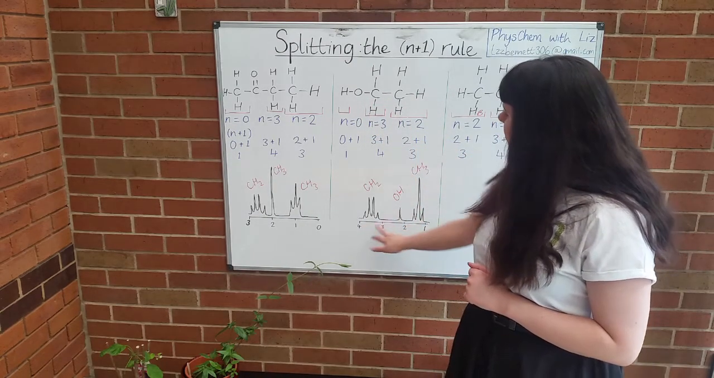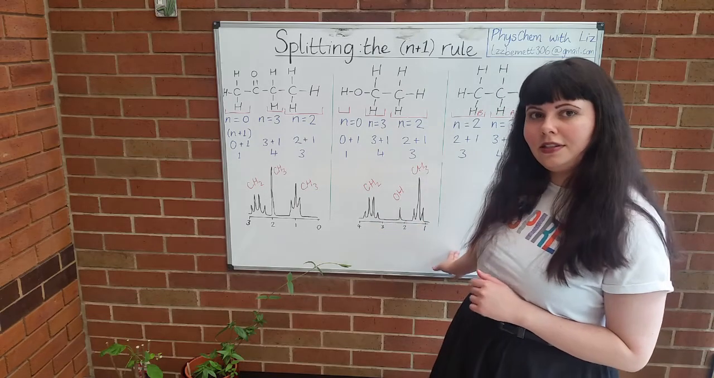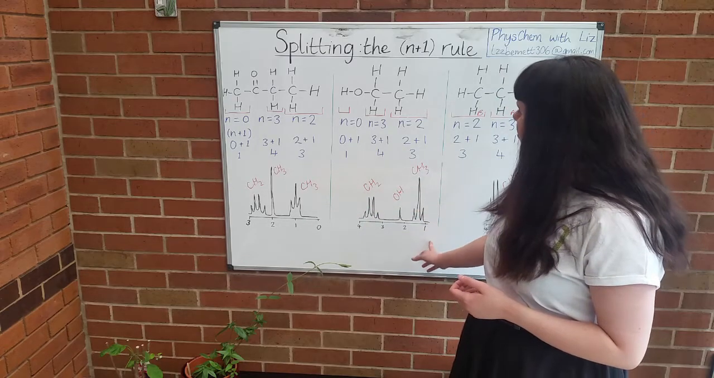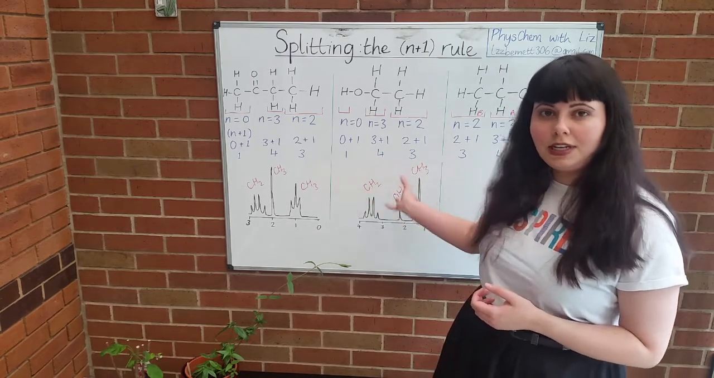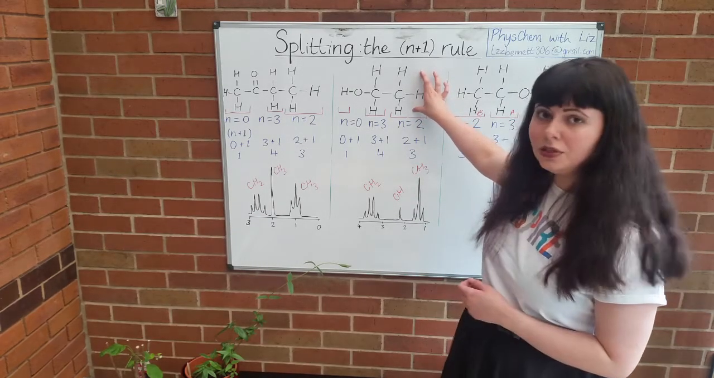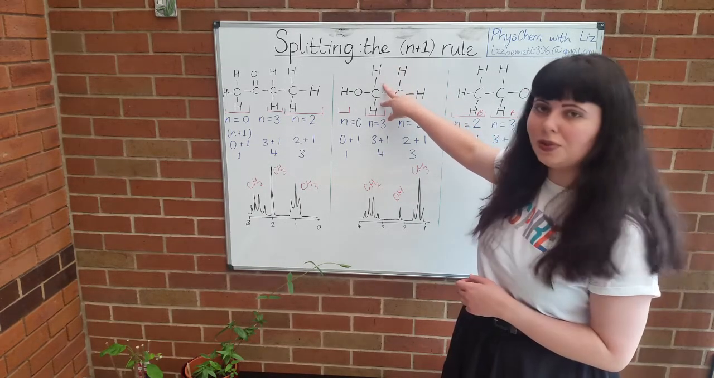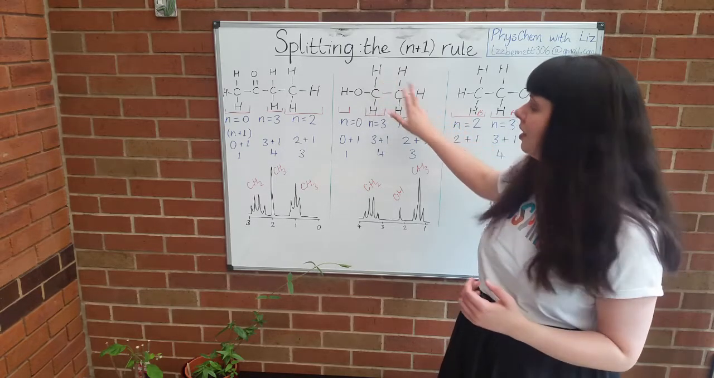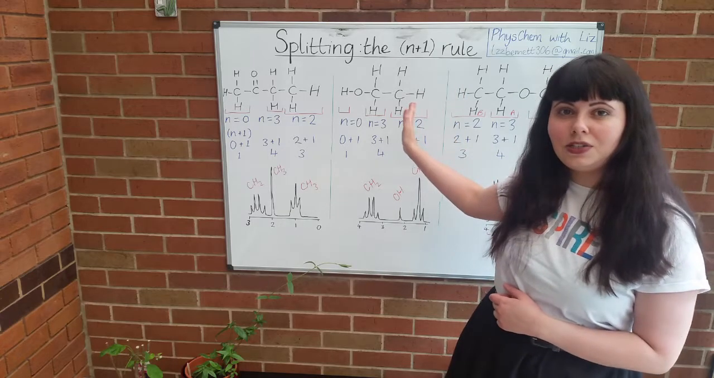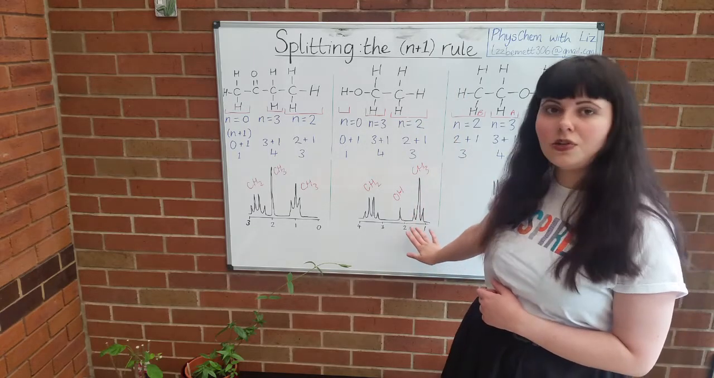Now, we never have multiplets by themselves because this CH2 and this CH3, they are responsible for splitting each other. And lastly, we've got the CH3 protons. They're next to 2 protons, so they have 2 adjacent protons. n equals 2, 2 plus 1 equals 3. Therefore, that CH3 is responsible for this triplet.